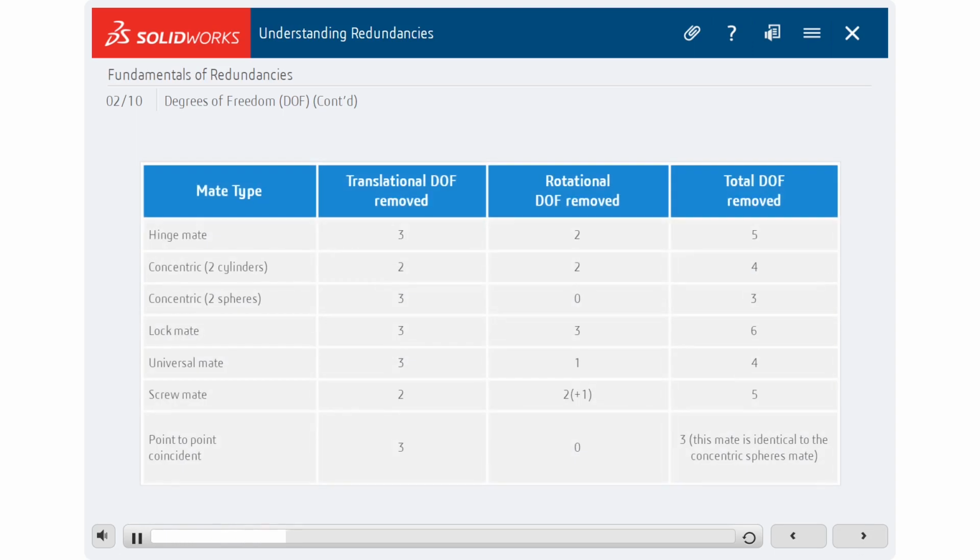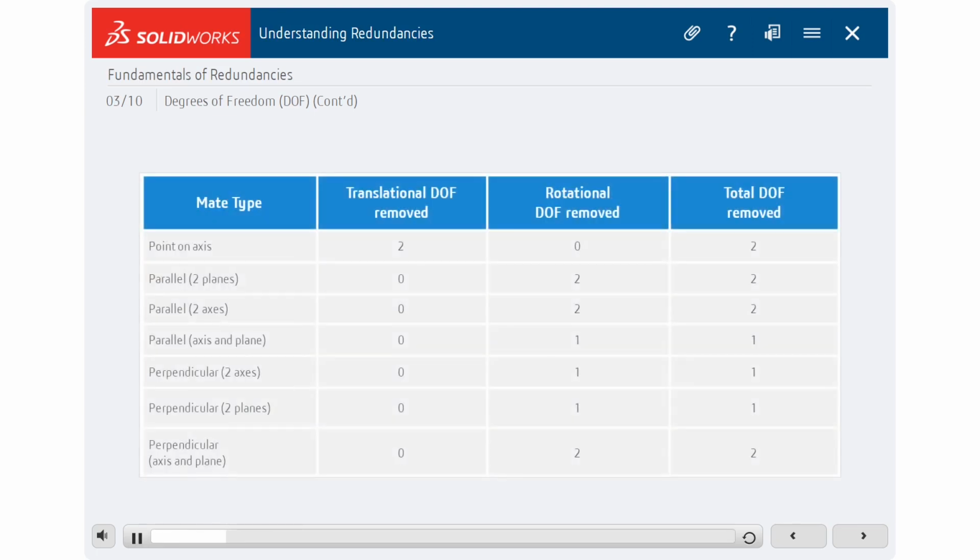The table on screen lists the most common mates along with their effect on degrees of freedom of connected bodies. The table on screen lists some of the special mates, which do not necessarily represent a real mechanical connection, but can affect the degrees of freedom of connected bodies.